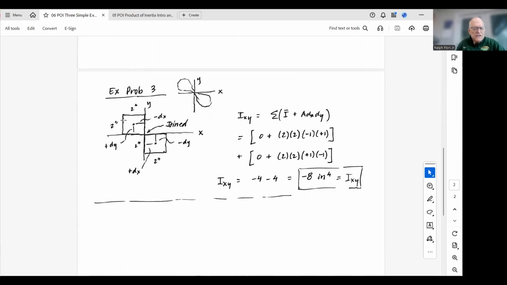An area that lies along this other diagonal, some kind of dog bone shape, is going to have a negative Ixy. And so let's prove that. Again, we have a 2 by 2 and a 2 by 2. The area is 4. The dx is negative and the dy is positive for one; the dx is positive and the dy is negative for the other. And so you use the parallel axis theorem to evaluate these. The Ixy for this shape is negative 4 minus 4, equal to negative 8 inches to the 4th. And so in general, an area that lies along this diagonal is going to have a negative product of inertia.